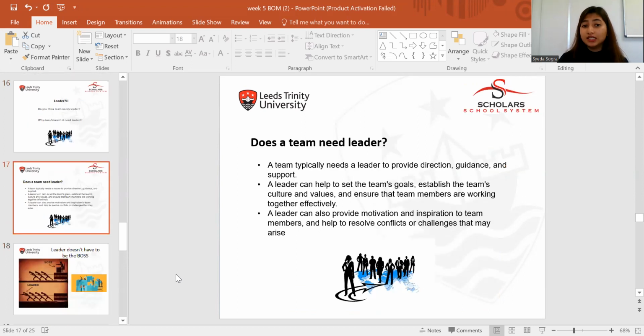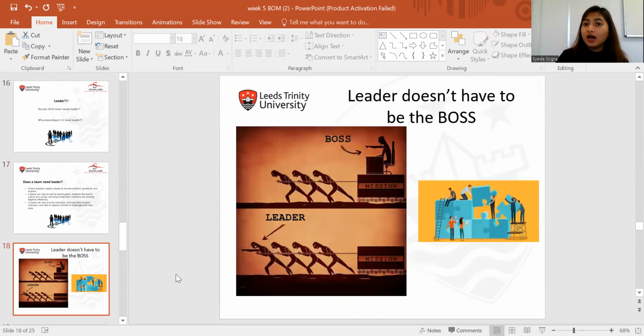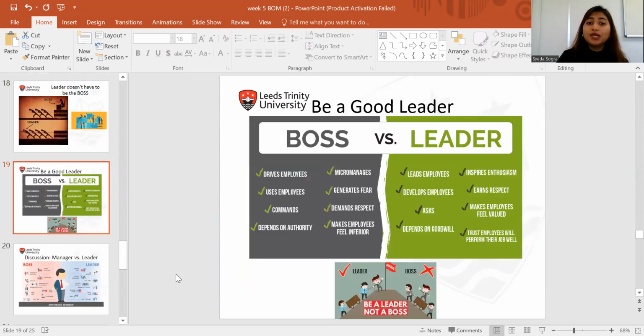Leader. So does a team need a leader? A team typically needs a leader to provide direction, guidance, and support. A leader can help to set the team's goals, establish the team's culture and values, and ensure that the team members are working together effectively. A leader doesn't have to be the boss. So, be a good leader.